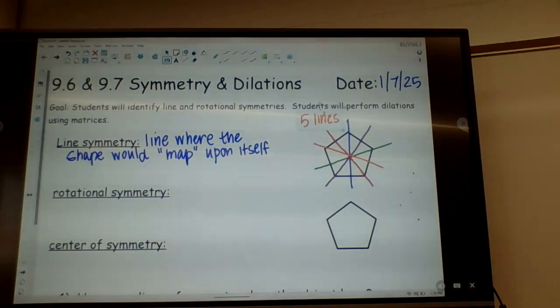Now, rotational symmetry a lot of times is very similar, whereas if I rotate the object, would it look like the same object again? So it's where I turn the shape, or rotate it, obviously, and it will map onto itself.